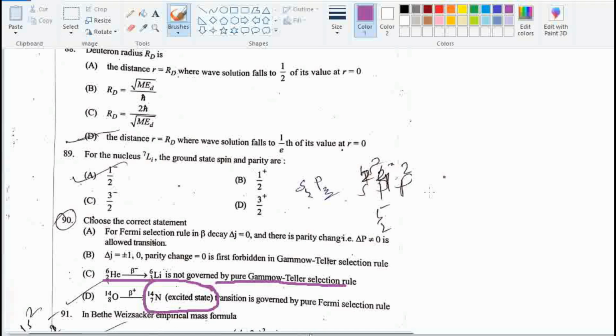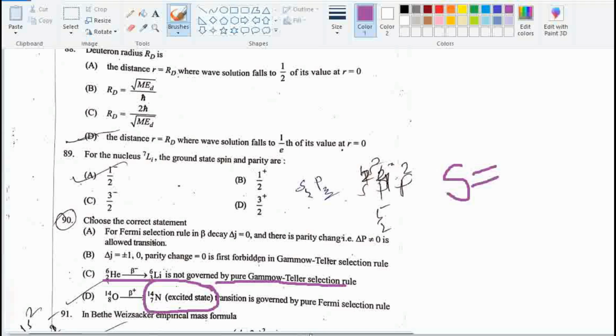Now you see, in nuclear physics, whenever we talk about J, J is denoted as spin. It is not a spin as we have studied in atomic and molecular physics. In atomic and molecular physics, we have studied that spin means S. But here in nuclear physics, spin means J, or we can say capital I or capital J.